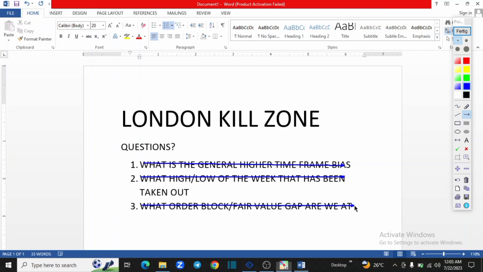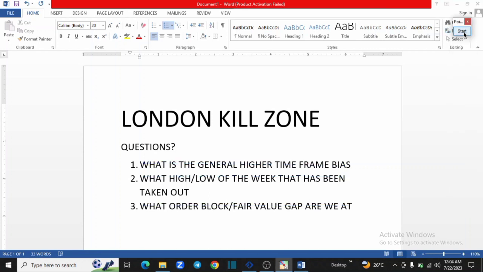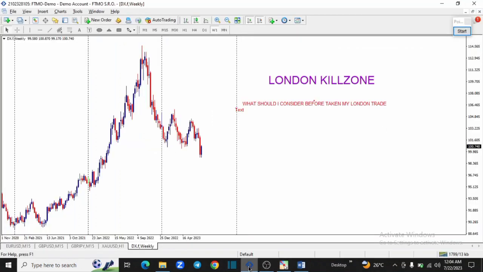So let's jump back to the chart and do justice to it. Right now, what we want to talk about is an indicator. This indicator will help you to print out the London session. Not just this indicator, that's why I told you that this class is going to be in series. So follow me about the price action indicators that you need to have on your chart.